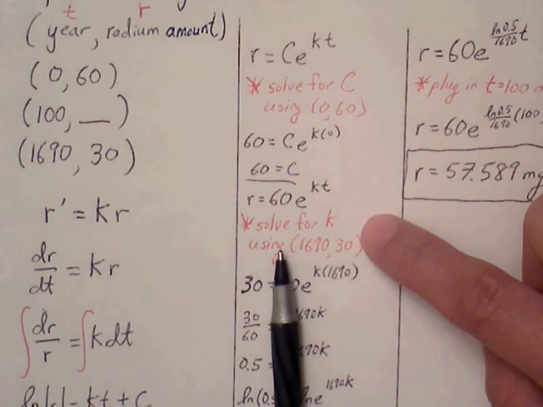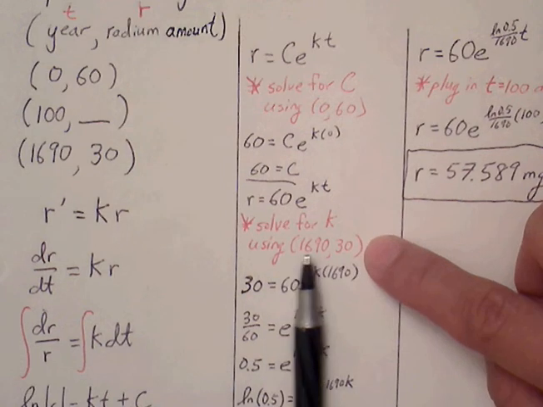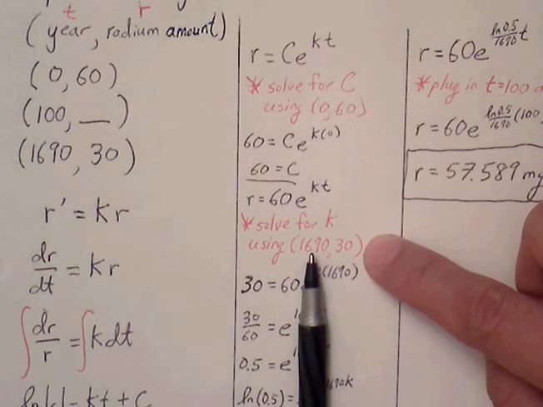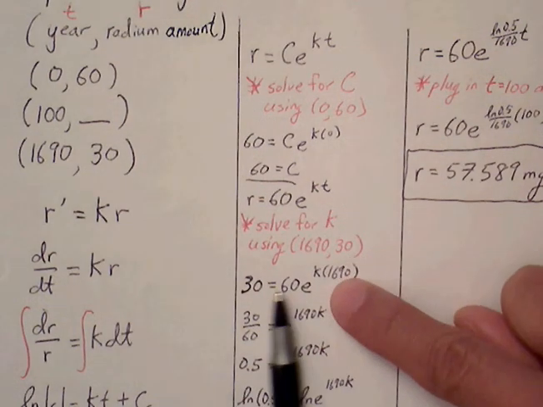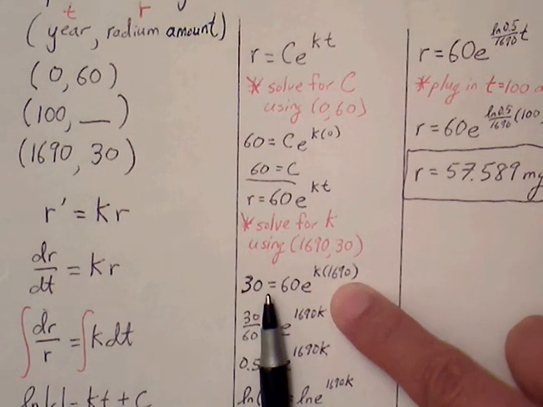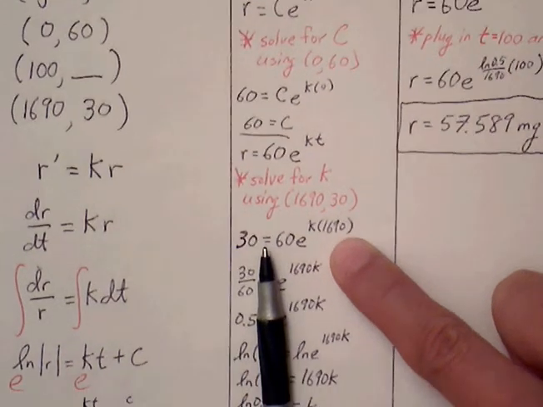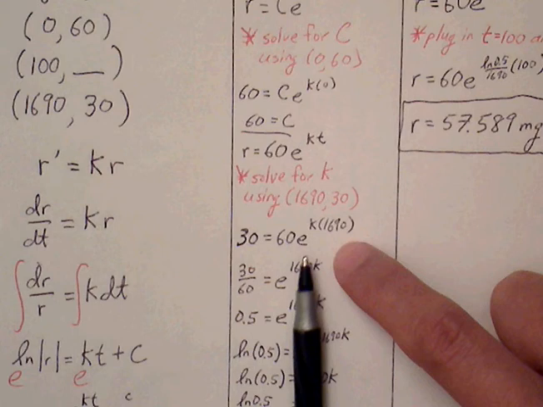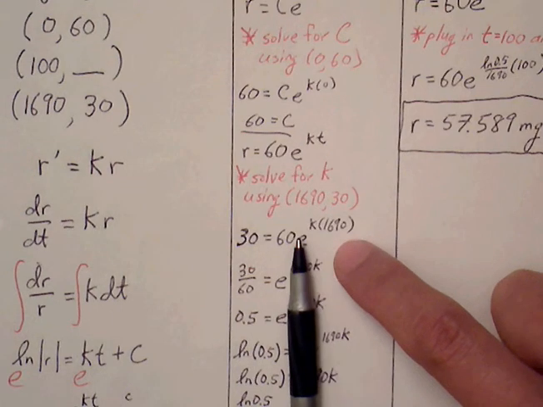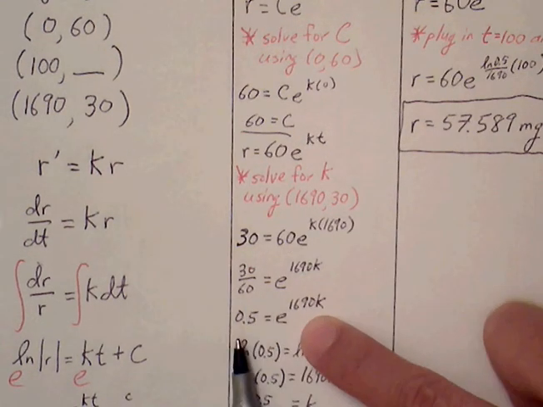So let's use the other ordered pair that's available to us. 1690 plugs in for t. 30 plugs in for r for radium. So 30 is equal to 60 e to the 1690k. Divide both sides by 60 because we want to take steps to eventually solve for k. So let's move the 60 over. 30 over 60 is 1/2 or 0.5.